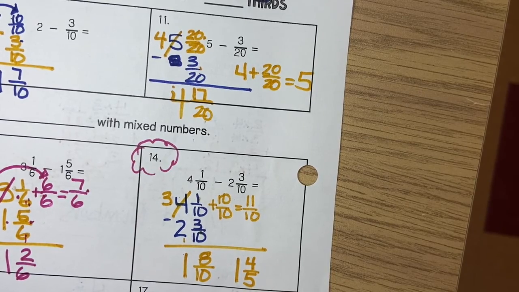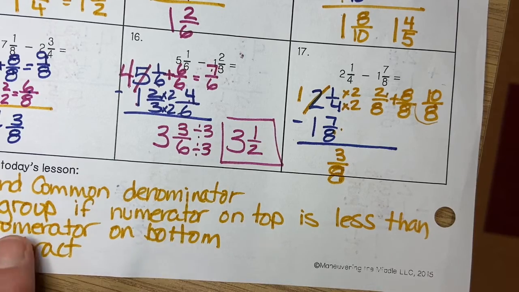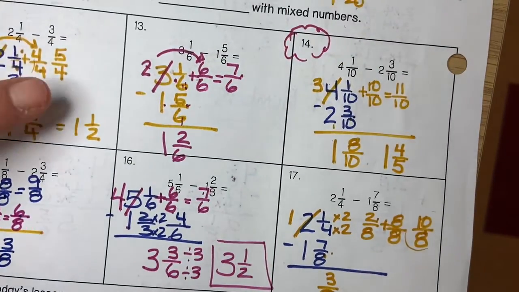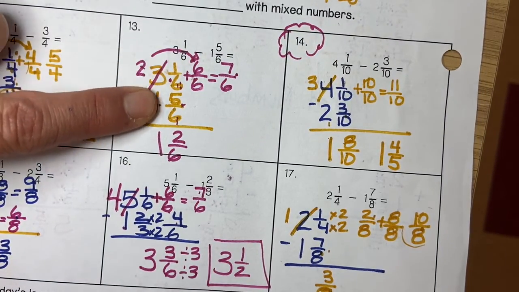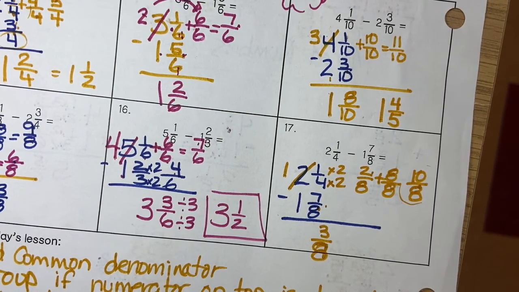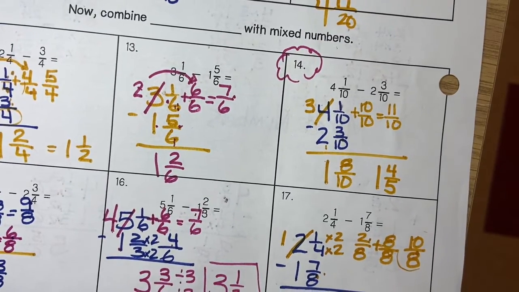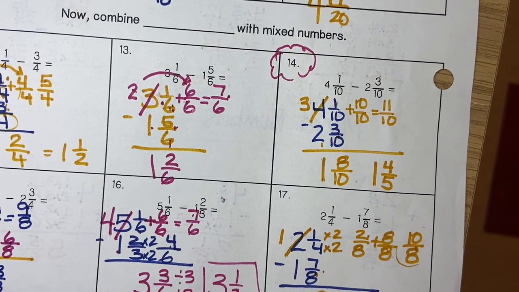So your big things you have to remember are down here. Find a common denominator, regroup if the numerator on the top number is smaller than the numerator on the bottom number, okay? And then you subtract and put in lowest terms like you normally would, okay? Here's some examples. Again, these notes are on the notes link on the agenda page, so you can look them over a little bit better.